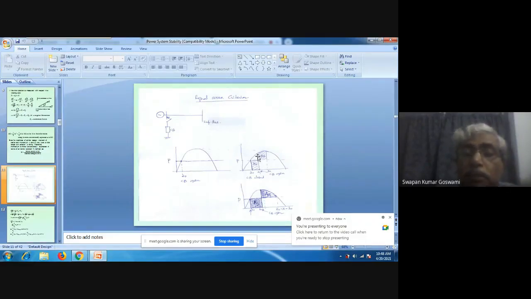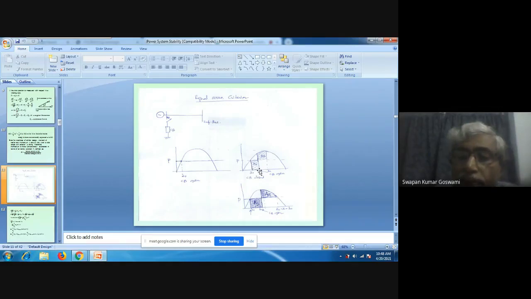Since output becomes more than input, what is the speed here? So long, what happened? Speed was above synchronous. So here initially speed was synchronous. As time passes, speed becomes more and more above synchronous. So here, when the circuit breaker contacts are open, the operating point is here, but the speed is much above synchronous.